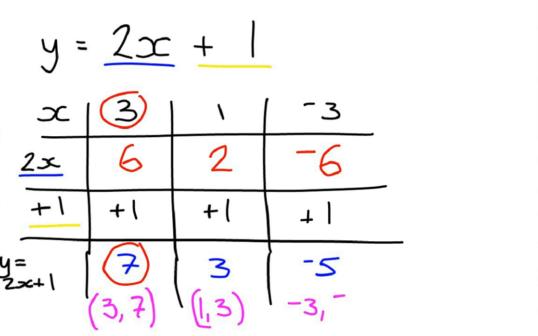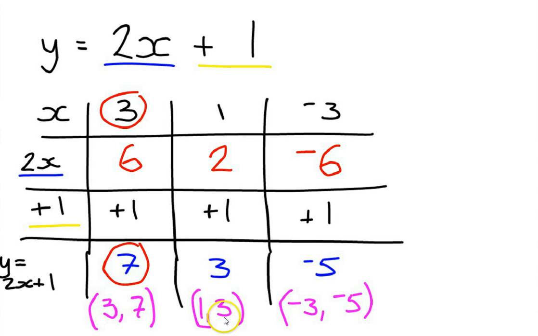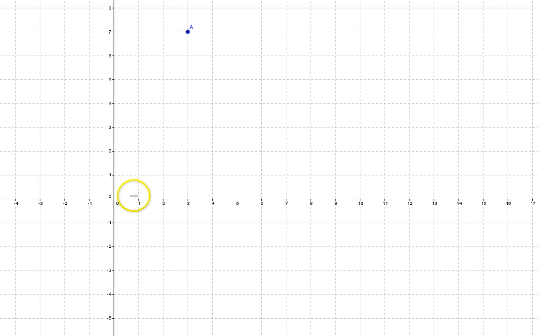Remember, x, then y. Okay, now we're going to use these coordinates one at a time to put them onto a graph and plot our graph. We can see that our first coordinate we want to plot is 3, 7. So I'm going to go over to my axes and I'm going to go across to 3 and up all the way to 7. Okay, so that's 3, 7. Our next coordinate was 1, 3. So I'm going to go 1, then all the way up to 3.